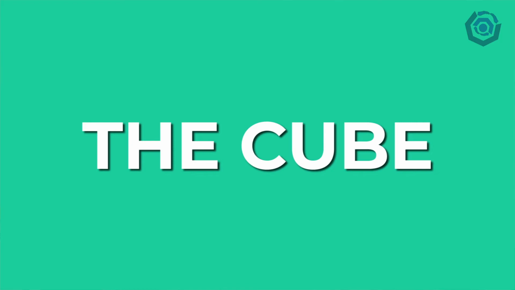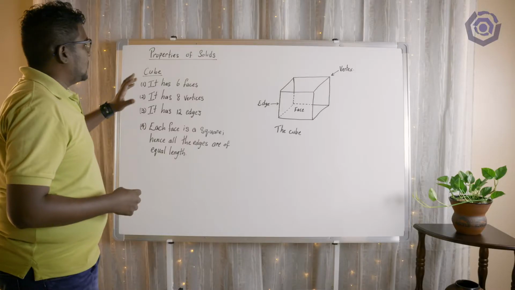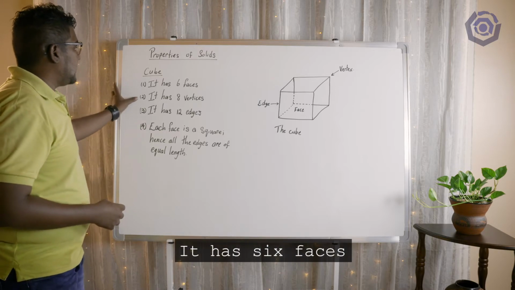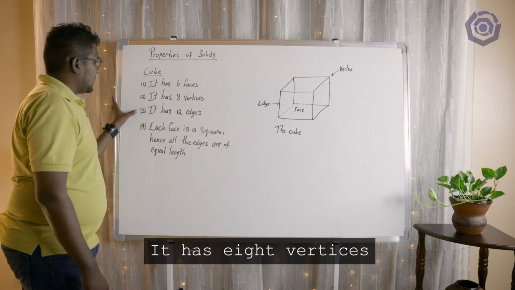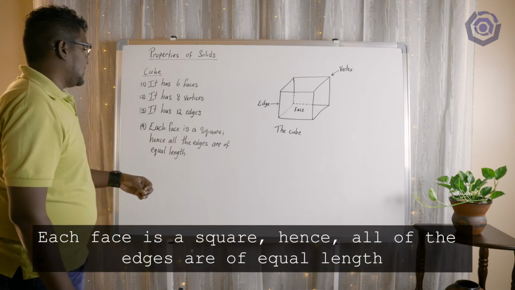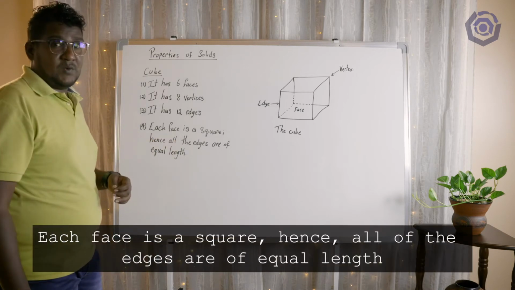The first shape we will be looking at is the cube. The properties of a cube: the first one, it has 6 faces. Second, it has 8 vertices. The third, it has 12 edges. And the fourth is that each face is a square, hence all the edges are of equal length.